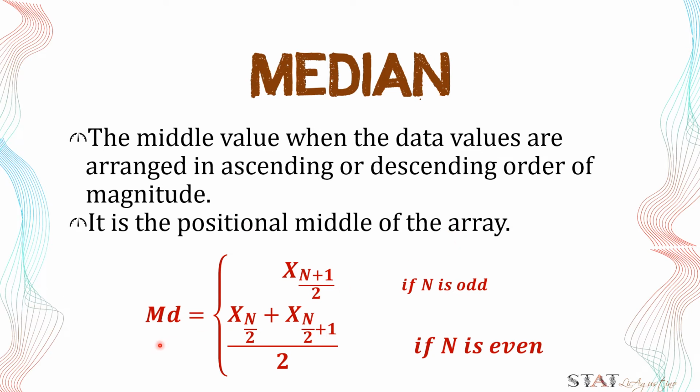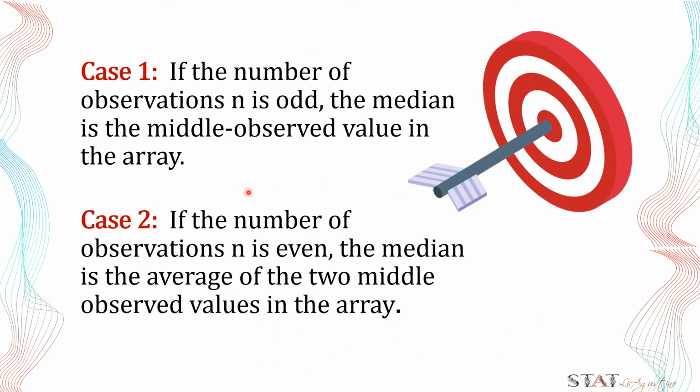So the median of your data set, if the number of observations is odd, then the value is x of (n plus 1) divided by 2. For example, the third value becomes your median. If n is even, then the median is x of n divided by 2 plus x of (n divided by 2 plus 1), all divided by 2. That becomes your median.